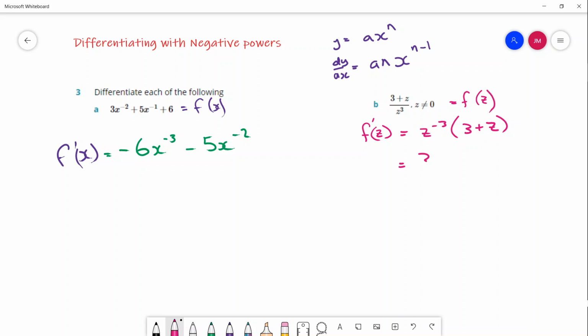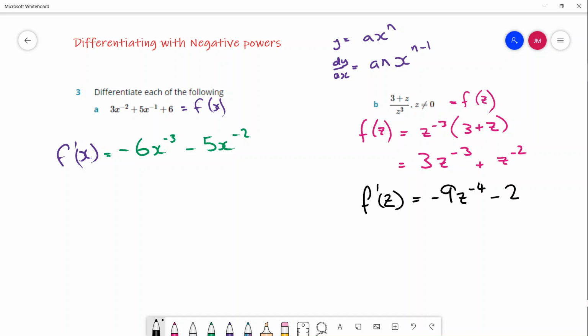So let's expand the brackets out. I'd get 3z to negative 3. This is our original function, not the derivative. So 3 is z to the negative 3 plus now z to the power of 1 times z to the negative 3. We've got to add those together, so we get z to the negative 2. And then to do our derivative, we just treat each individual term as a separate function. So negative 3 times 3 is negative 9, z to the negative 4, drop the power down by 1, and then we get minus 2 times 1, so we get minus 2z to the negative 3. And that's our final answer.